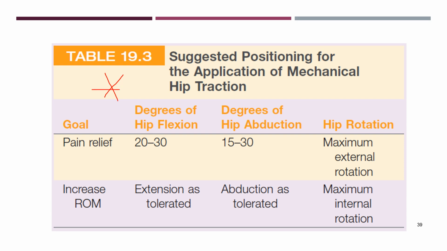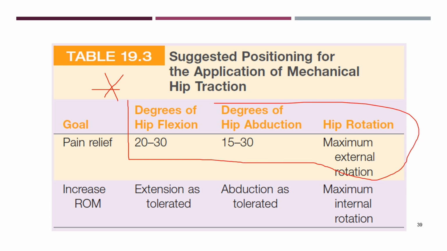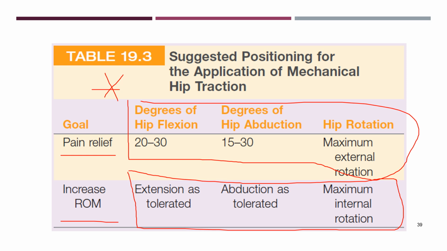Specifically, the degrees of hip flexion, abduction, and hip rotation for pain relief and for when you're trying to increase range of motion. So if we are trying to just decrease pain, we want to put them in essentially an open pack position of the hip. So we're going to flex that hip to 20 or 30 degrees. We're going to put them in a little bit of abduction, 15 to 30 degrees, and then we're going to maximally externally rotate that femur.